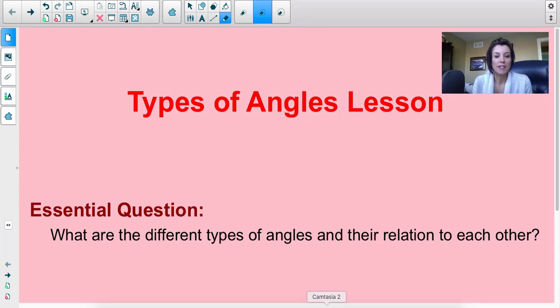Welcome back. We are ready to start our geometry unit. We are going to go over some review today before we get started with our new material. Today's lesson is types of angles. Our essential question is: what are the different types of angles and their relationship to one another?